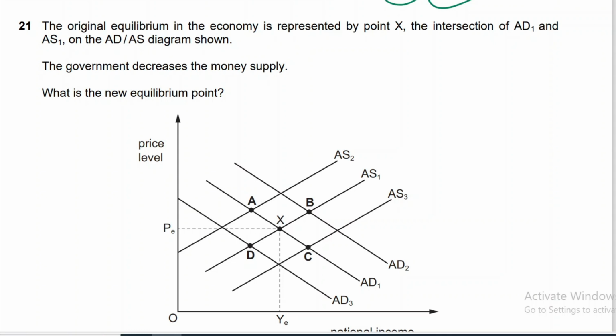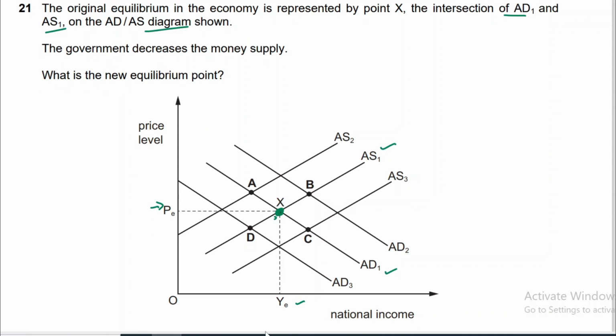The original equilibrium in an economy is represented by point X, the intersection of aggregate demand AD1 and AS1 on AD-AS diagrams. So initial aggregate demand is AD1 and AS1 is the initial aggregate supply. AS1 and AD1 intersect each other at point X, so the initial equilibrium is at point X, where price is PE and output is YE. Okay, the government decreases money supply.